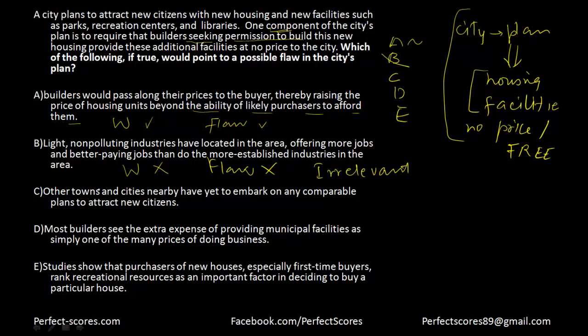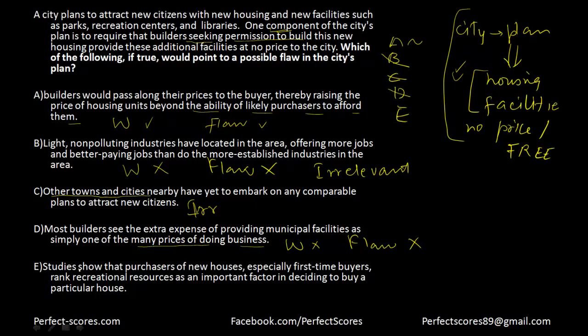Now, C option says other towns and cities nearby have yet to embark on any comparable plans to attract new citizens. Now remember, it's talking about other towns and cities, so definitely this one is also irrelevant. You can cross out C. D says most builders see the extra expense of providing municipal facilities as simply one of the many prices of doing business. Now, this is not weakening or finding out a flaw definitely, because it is not doing anything to go against this plan. So that means D is also crossed out.